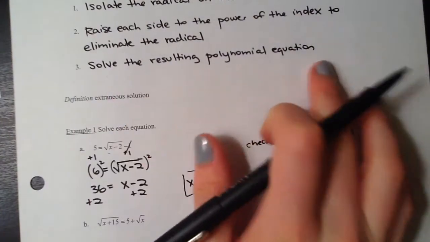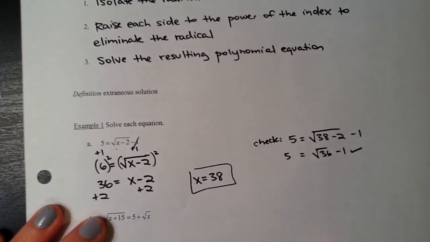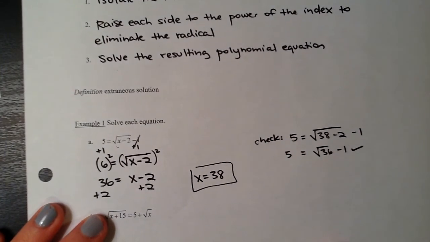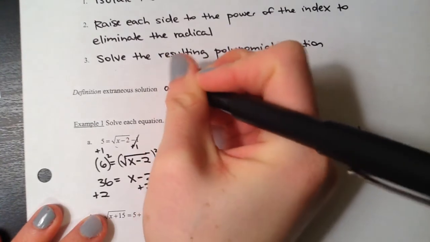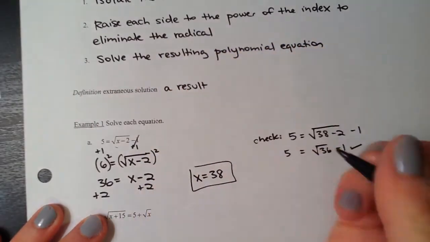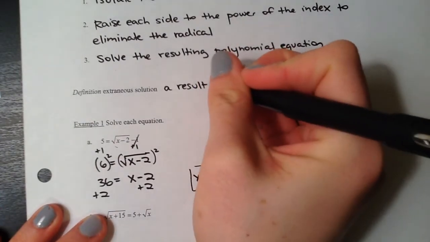All right, so in this step it is very, very important that you check. We've talked about extraneous solutions before. I just want to get an official definition down for you guys. An extraneous solution is a result, so like the 38, but it's a result that doesn't actually satisfy the original equation.